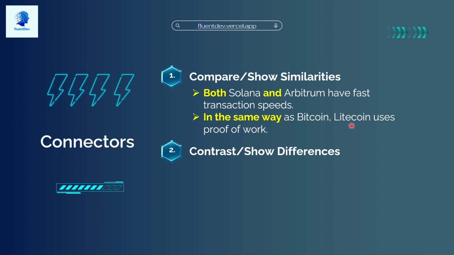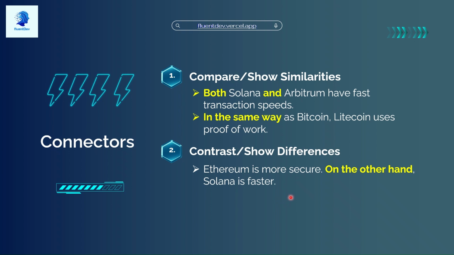Now, if we want to contrast things to show how they're different, we are going to use slightly different language, slightly different connectors. For example, Ethereum is more secure. On the other hand, Solana is faster. So in this situation, it looks like I'm comparing and contrasting. I'm saying that Ethereum is more secure. I'm going back to the comparative. But I also want to express a difference, right? On the other hand, Solana is faster. So in this case, we can clearly see that we're using the connectors and comparatives together, and that's okay.